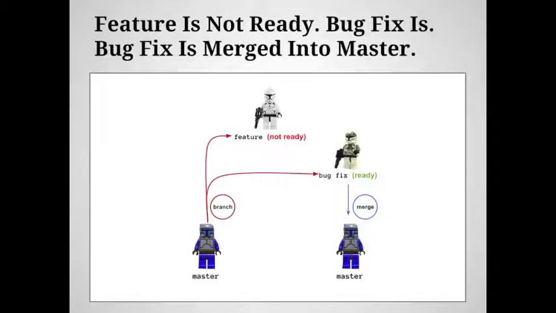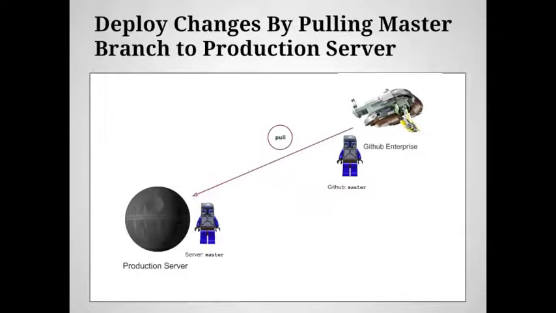Here, feature is in a state that's not ready. Bug fix is. So this would presumably be after I've tested it on the test server. Now I know it's ready for the master branch. I merge it into master, and then I can pull it to our production server. So that's one simple case of being able to work on multiple projects, stop one, begin another, and then go back.